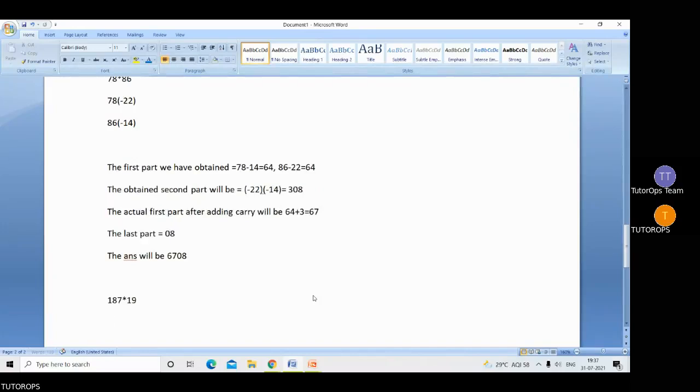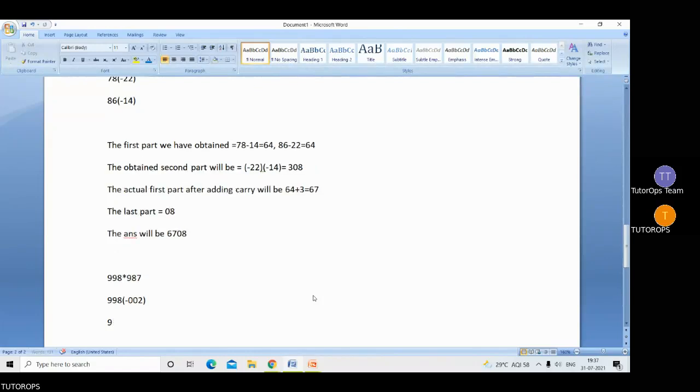Okay, so let me take, not like this, because 187 is near about 100. So I am taking a number which is near about but less than, say, 1000. Okay, so I am taking the numbers 998 and 987. So what is 998? 998 is basically minus 002, because the base here is 1000. So what is 987? 987 is basically minus 013.